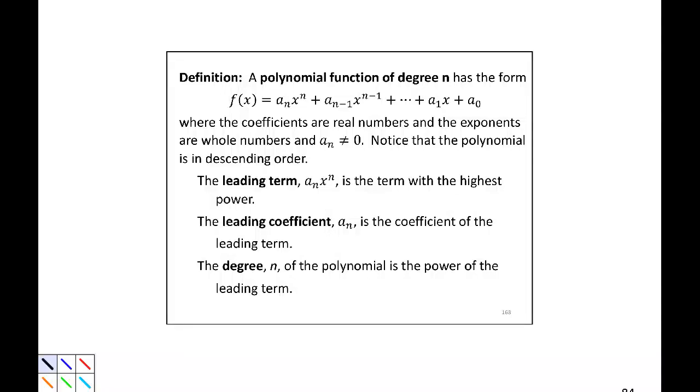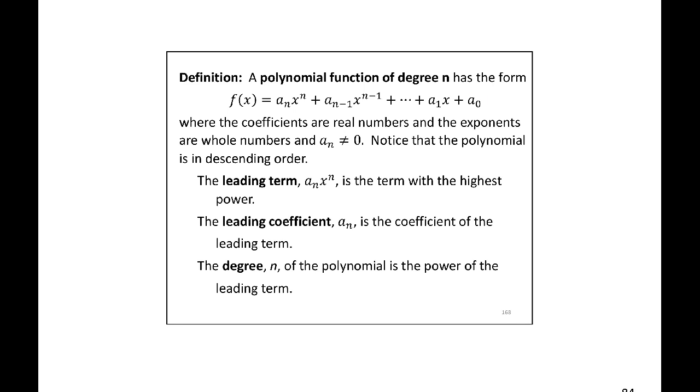Before we can begin discussing polynomial functions and their graphs, we have to first define what a polynomial is. So the definition of a polynomial function of degree n is a function that has the form f of x equals a sub n times x to the n plus a sub n minus 1 times x to the n minus 1 plus many terms between potentially plus a sub 1 x plus a sub 0.